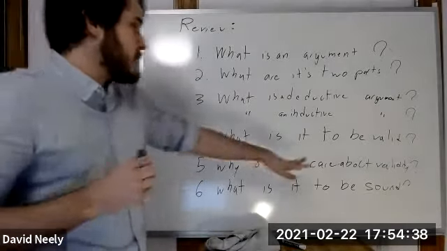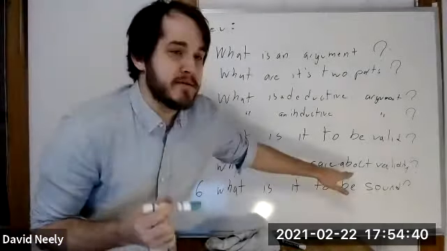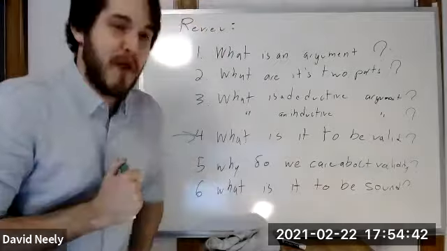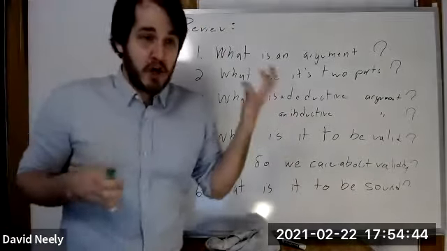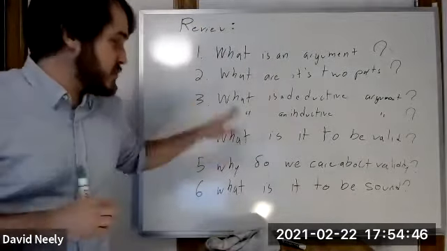So that's what we're going to be talking about this class: giving examples of valid arguments so that you're better at recognizing which arguments are good and which ones are bad. And so what are some examples?